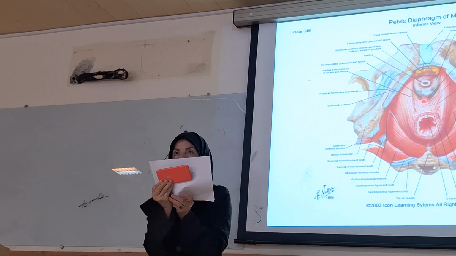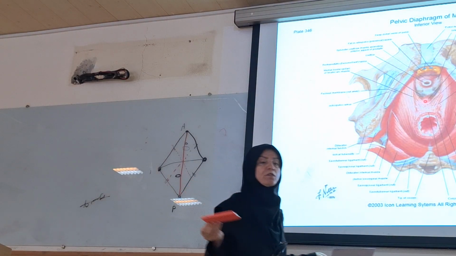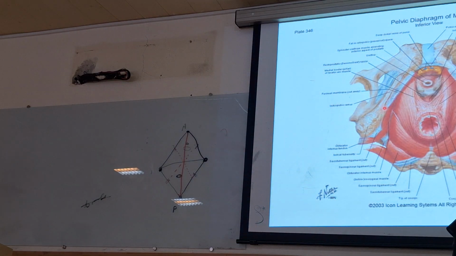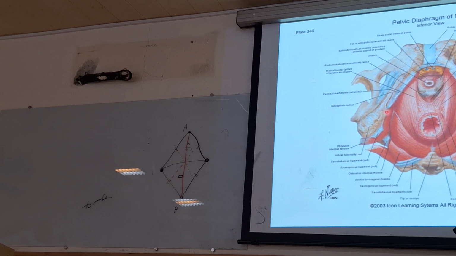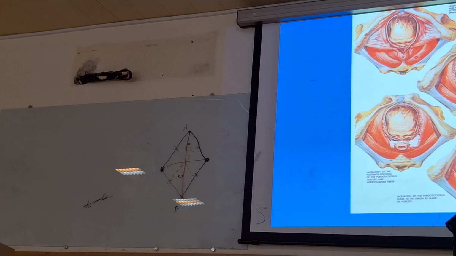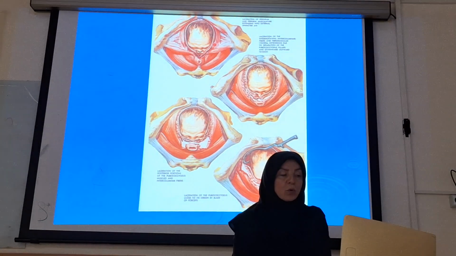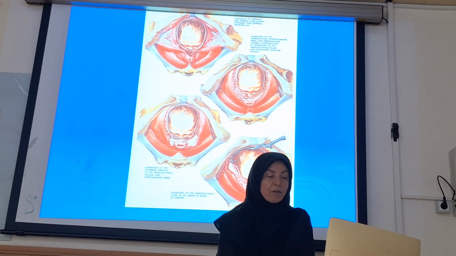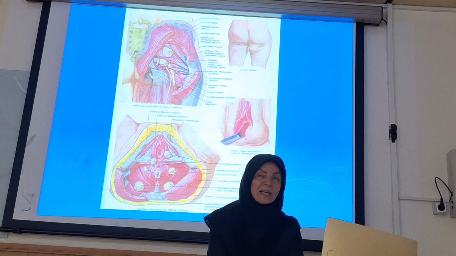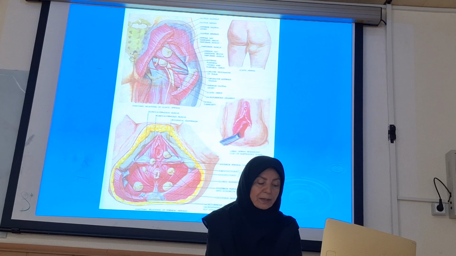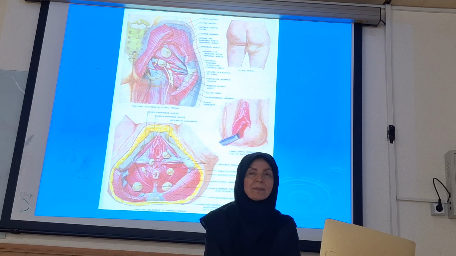Can you imagine? In this picture, we remove the urogenital diaphragm. Look here, it is the urogenital diaphragm, and we cut and remove the urogenital diaphragm. In this picture, you are going to look again at the inferior surface of the pelvic diaphragm. The head of the baby is going to cause some injury for the pelvic diaphragm, for the urogenital diaphragm. So to be able to decrease this injury, we do the episiotomy.